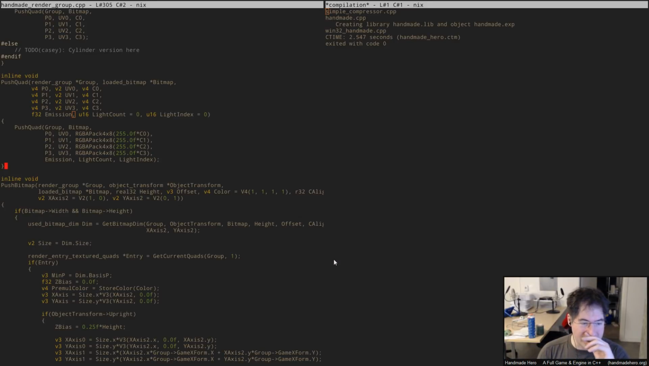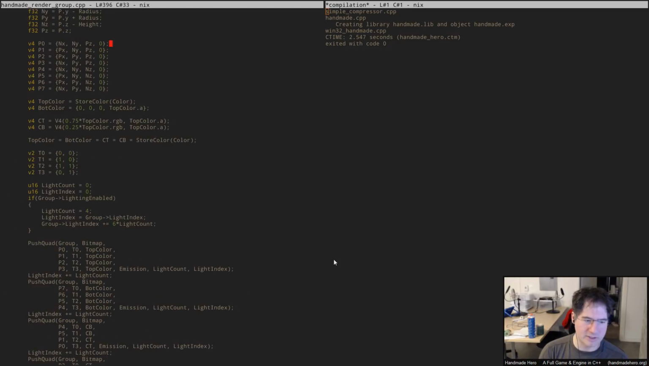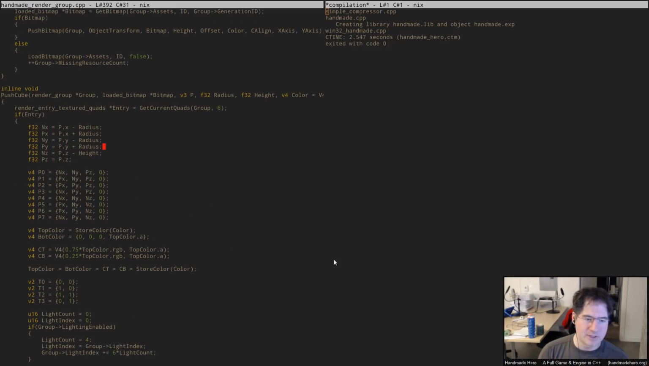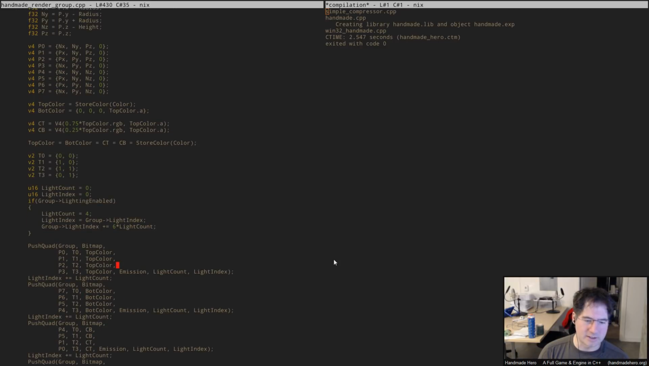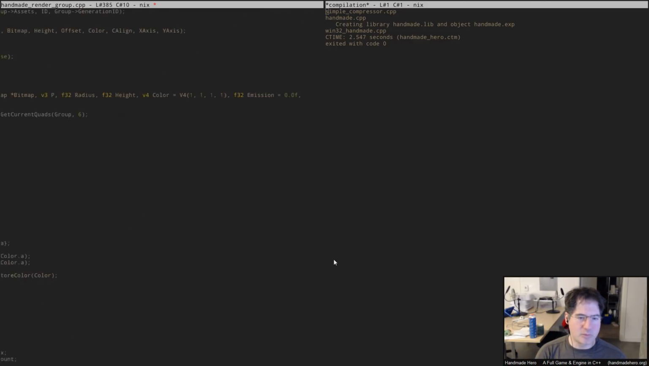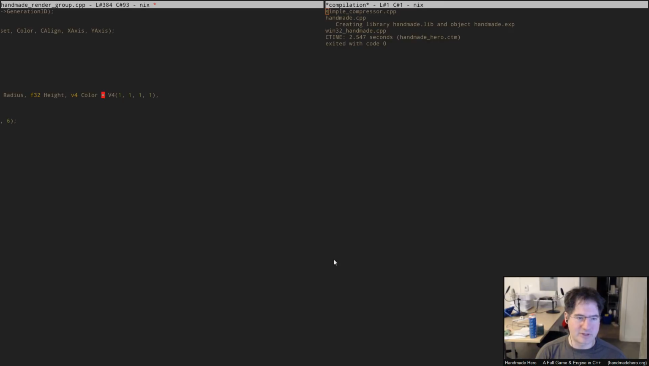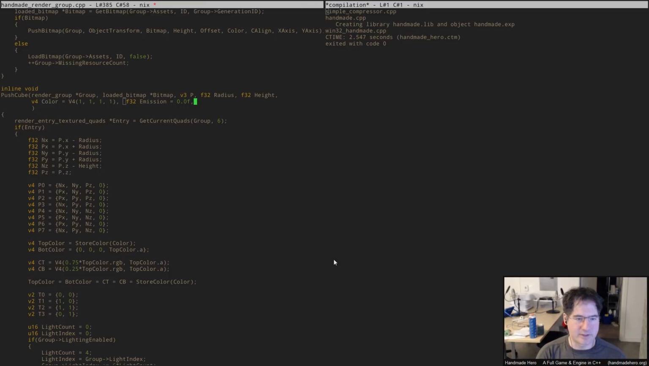So the next question is, okay, if push quad does that, then how do we get the push cube function, which we're calling here, to do something useful in terms of the light count, light index? And the answer is now we want to try and correspond these frame to frame. So we want to actually do an operation here that will allow us to try and do that. I'm going to make this bigger so I can see these better.